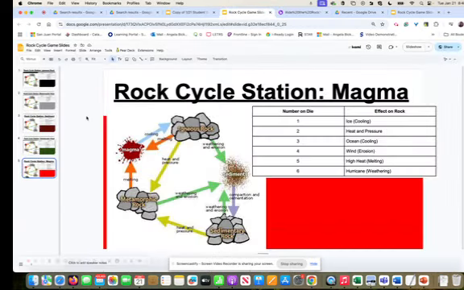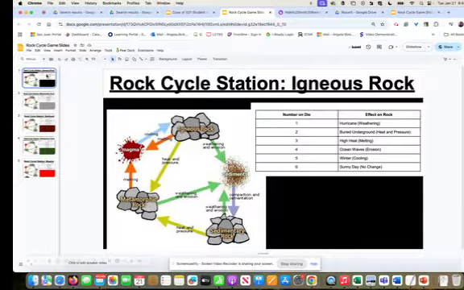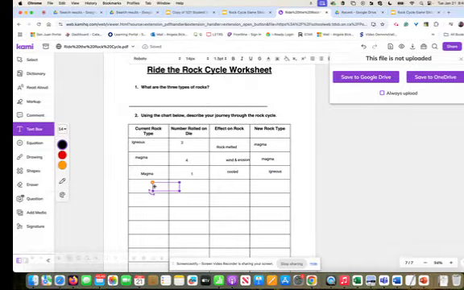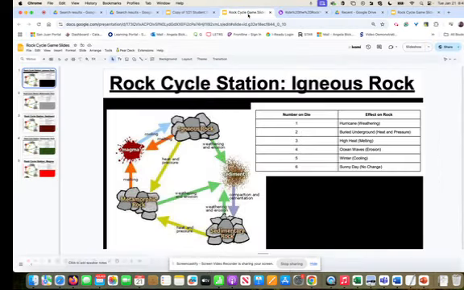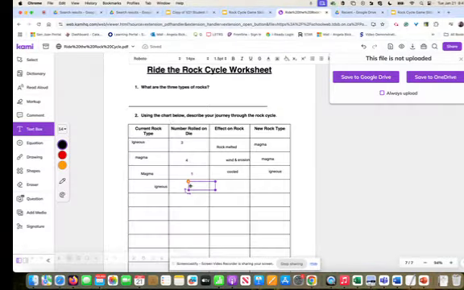So I go back to my chart. I find the igneous slide. I roll the die. And I rolled a 2. Buried underground with heat and pressure. So let's see, heat and pressure would be metamorphic. So I noticed if I follow the chart down, it becomes metamorphic rock. And that was heat and pressure, I rolled a 2.